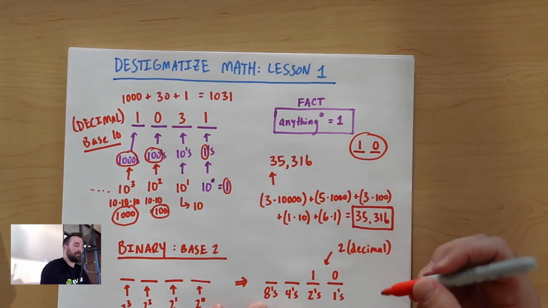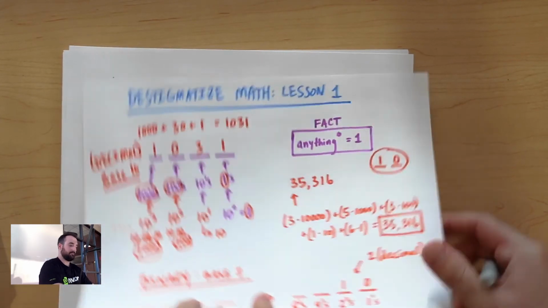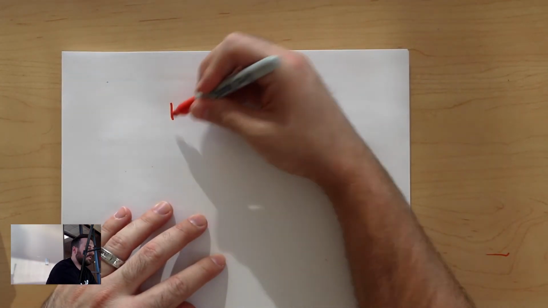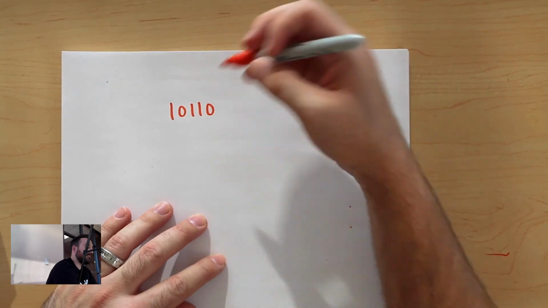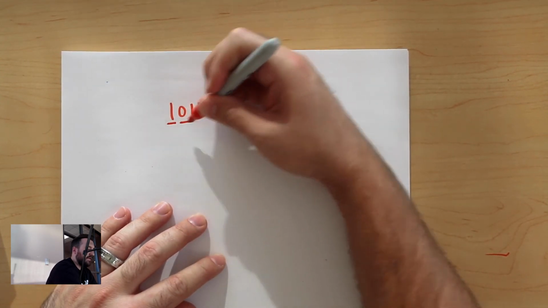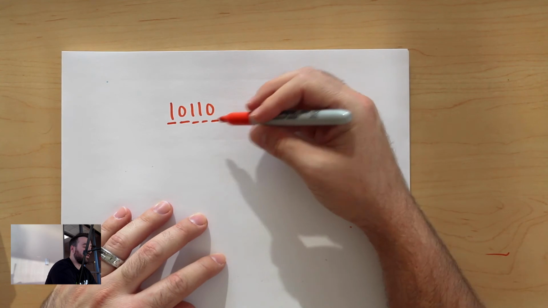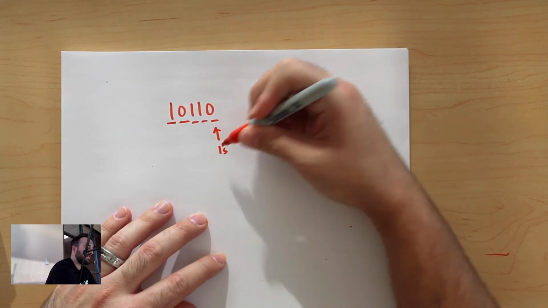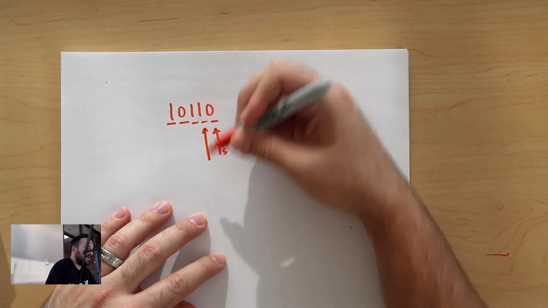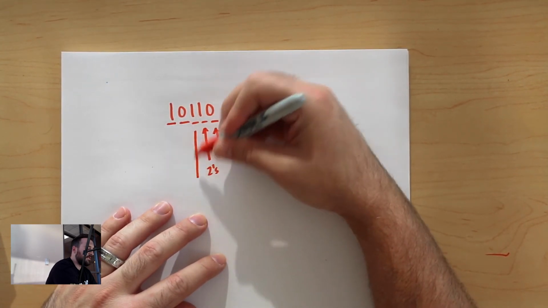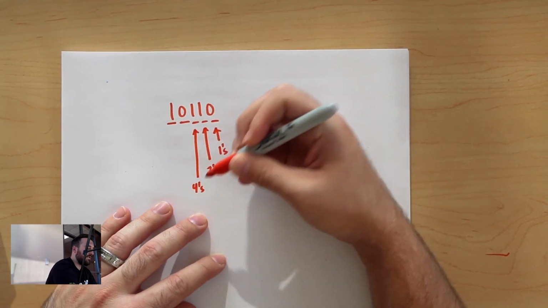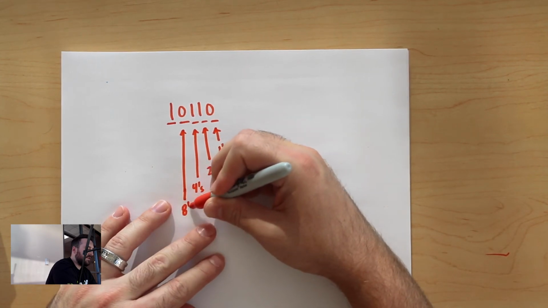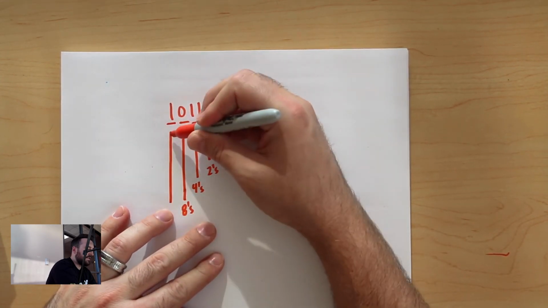So let's expand this. Let's go on to another page. Let's look at a binary number: 10110. How about that? So I've got 5 digits here. I'm going to look at the first place, which I know is my 1's place. The second is my 2's. The third is my 4's. The fourth is my 8's. And then this would be my 16's place.